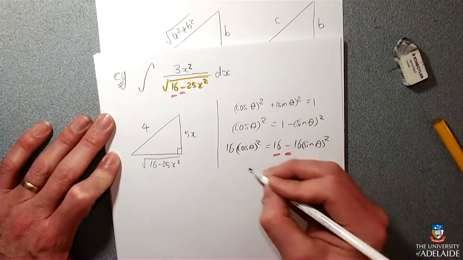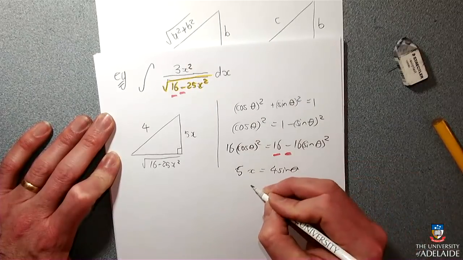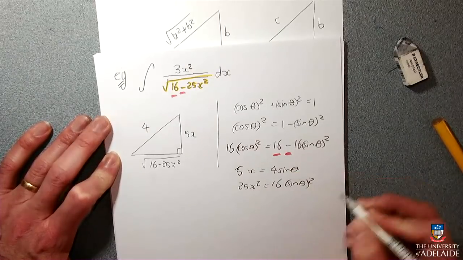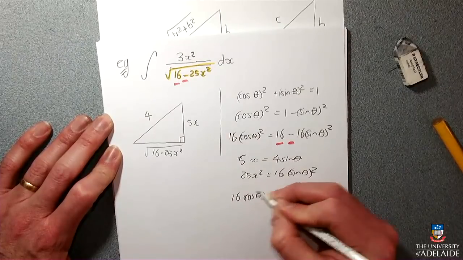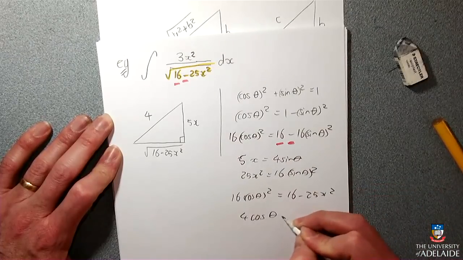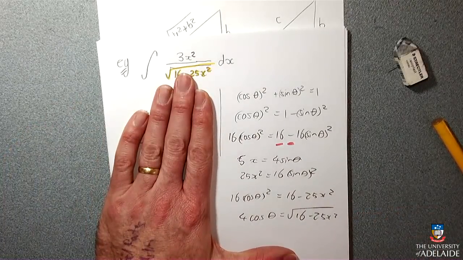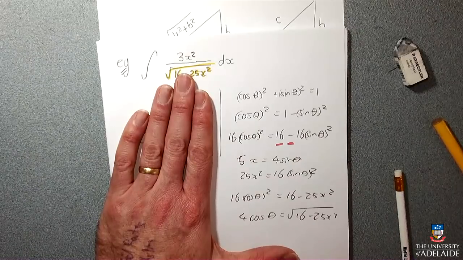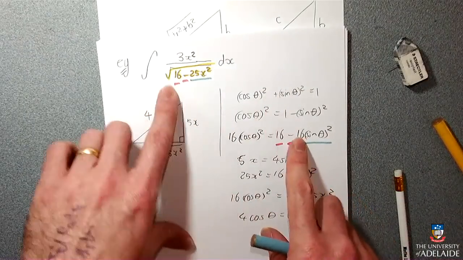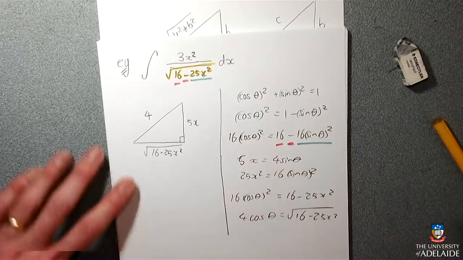So if 5x was equal to 4 sine theta, then I would get that 25x squared would be 16 sine theta squared. And so I'd end up with 16 cos theta squared is 16 minus 25x squared. And so when I do the square root, I get this. So that's one way of deciding, by purely using trig identities to try and match up from a trig identity the pieces of this root with the things that you have. That's one way. And the other way is to use this triangle.